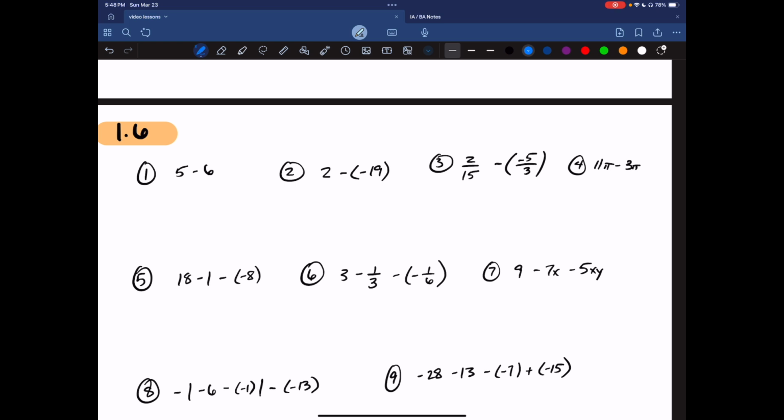So let's get started. All right, when it comes to subtraction, let me back up. When it comes to adding, order doesn't matter, but order absolutely matters when it comes to subtraction. Also, subtraction undoes addition. So there's a couple things to keep up with.